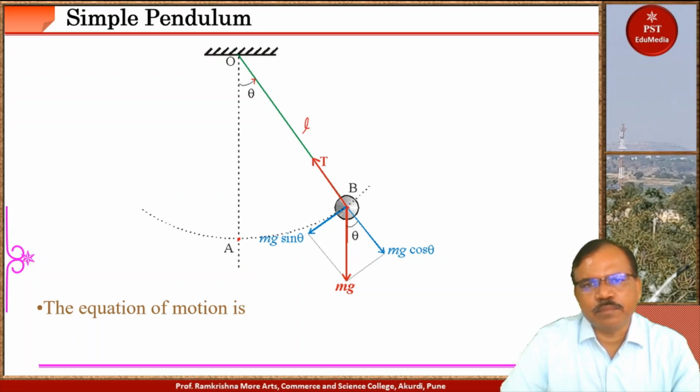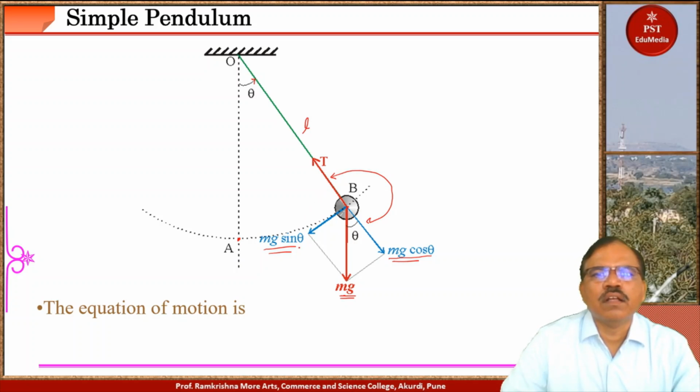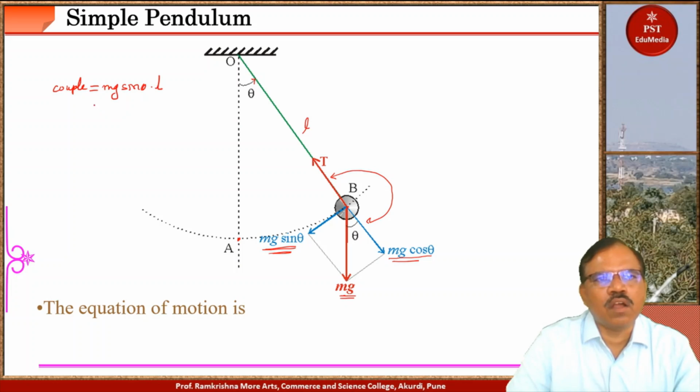At point B, the downward force acting is mg, where m is the mass of the bob. So mg is resolved into two components, mg cos theta and mg sin theta. Now mg cos theta and T are opposite to each other. So the force responsible for angular SHM is mg sin theta. So the couple is mg sin theta into L, or it is equal to mgl sin theta.